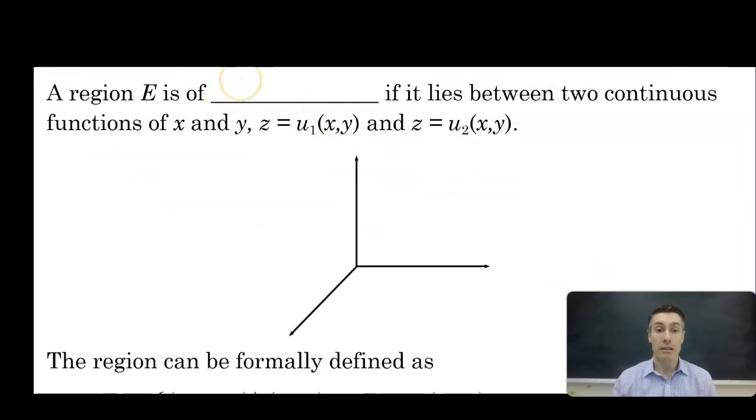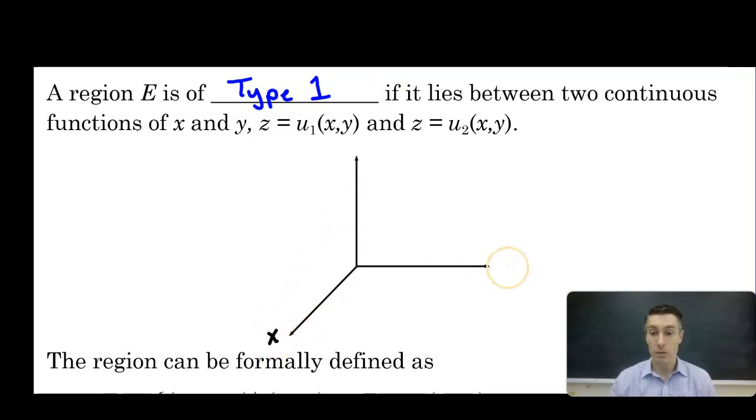Our region E is of type 1. So there are going to be 3 types now. If it lies between 2 continuous functions of x and y, which are z equals u sub 1 of xy and z equals u sub 2 of xy. Just to mention, I know using the variable u can be frustrating. It looks like some of the other variables. I chose that just to stick with notation that most textbooks use, but feel free to change that to whatever letter makes sense in your notes.